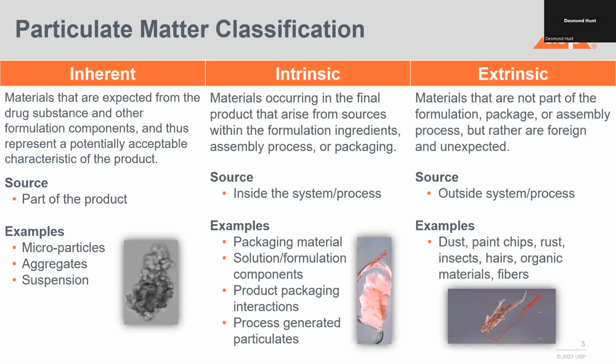And then the final bucket of classification within the USP is extrinsic particles. Out of all three, these are the ones you definitely do not want, because these are materials that come from outside your manufacturing process. You think about dust, paint chips, rust, insects, hair, organic material, and fibers. If we start thinking about a quality attribute for a drug product, safe, paint chips is not one of them.